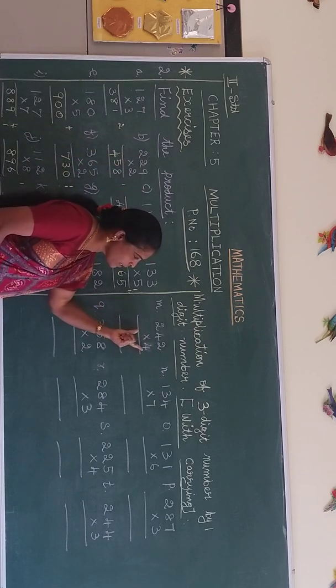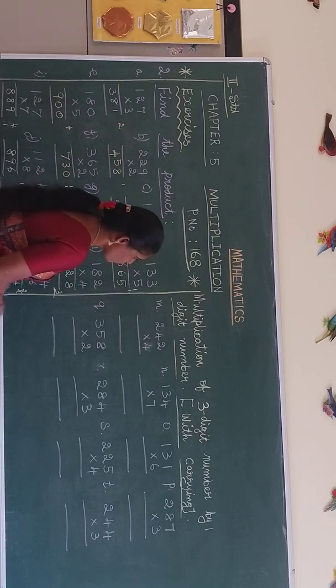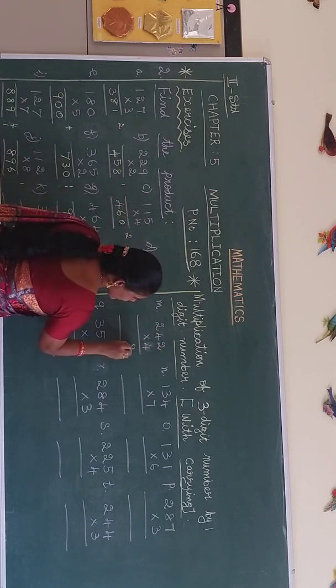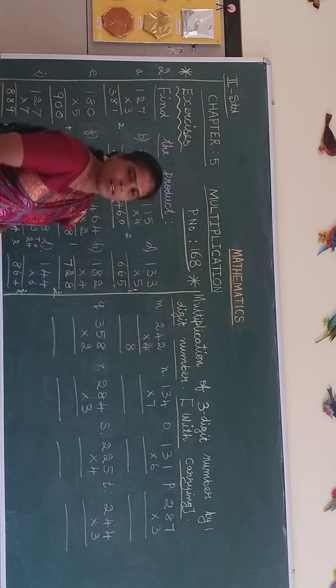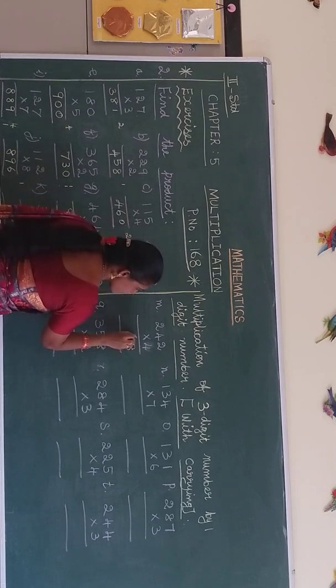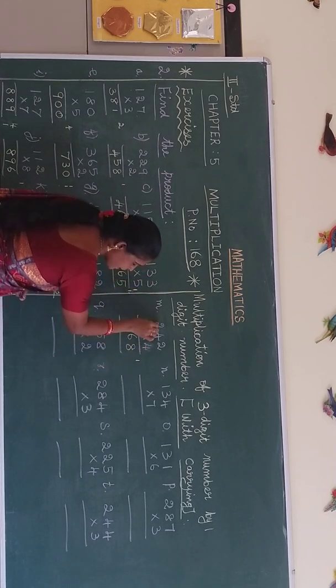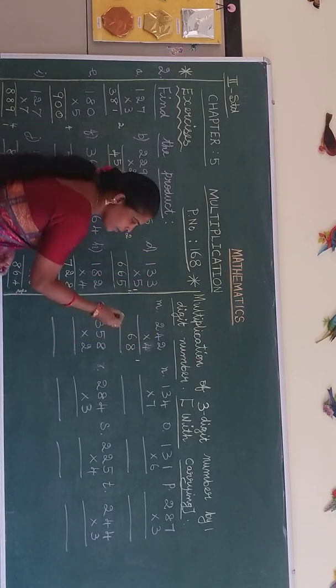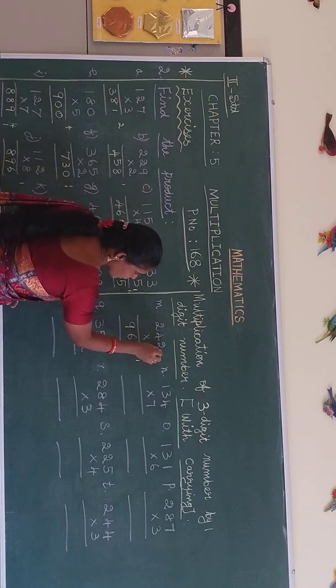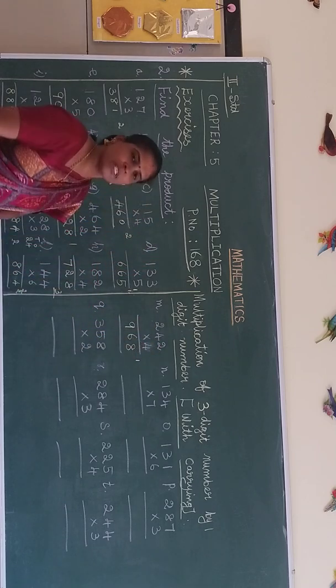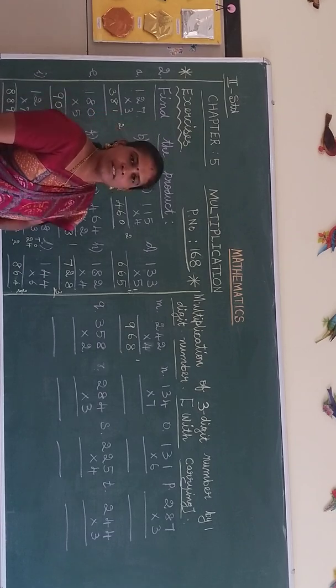Come to the next sum. 242 multiplied by 4. 4 2s are 8 and 4 4s are 16. In this 16, 6 in the tens place, 1 in the side. Again 4 2s are 8. 8 plus 1, 9. 242 multiplied by 4 is equal to 968.